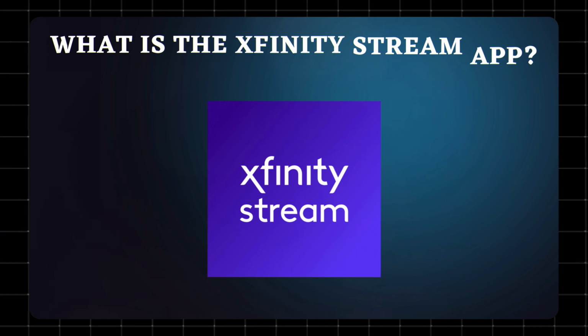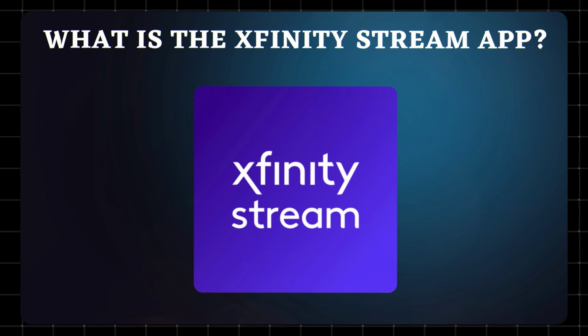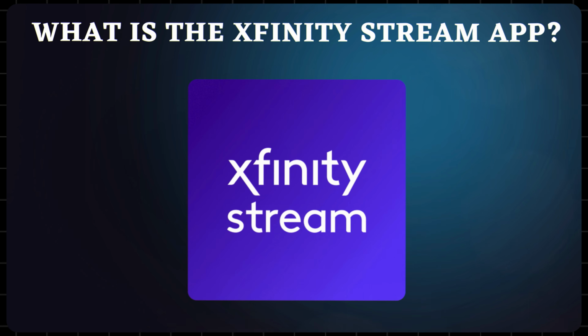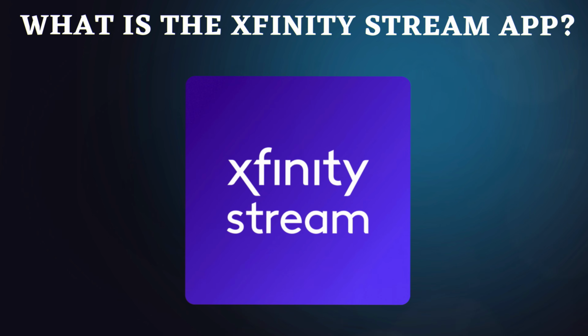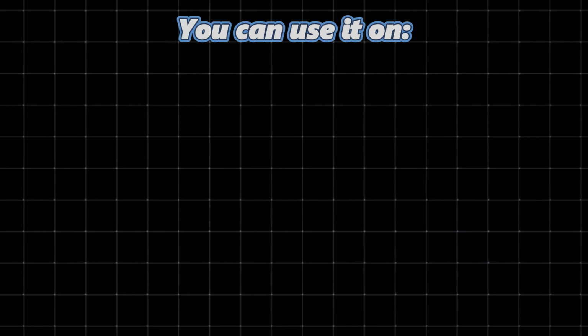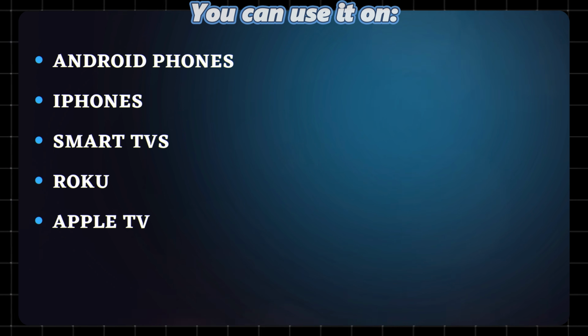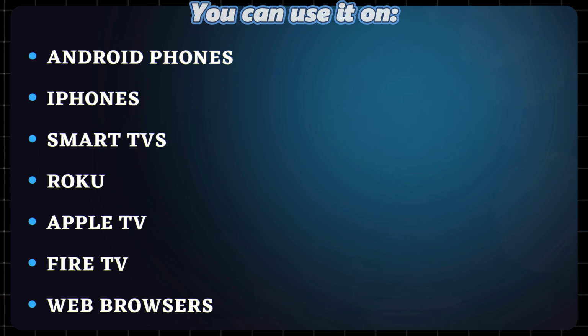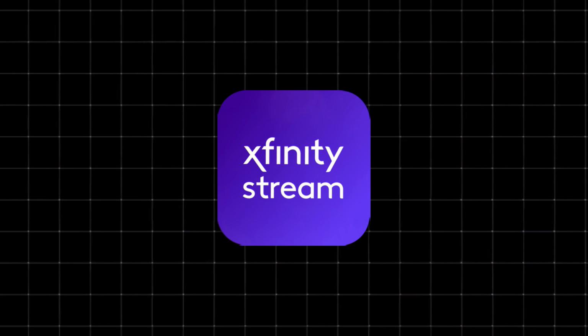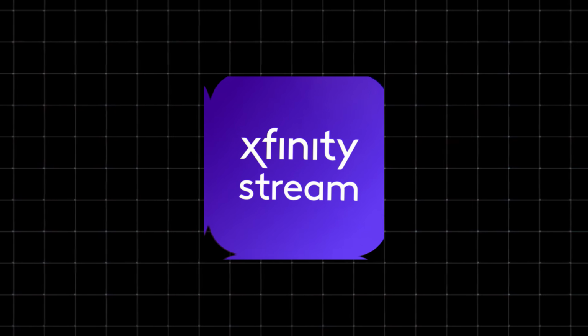What is the Xfinity Stream app? Xfinity Stream is Comcast's streaming app that lets you watch live TV, on-demand movies and shows, and DVR recordings. You can use it on Android phones, iPhones, smart TVs, Roku, Apple TV, Fire TV, and web browsers. Think of it like a portable Xfinity cable box inside an app.